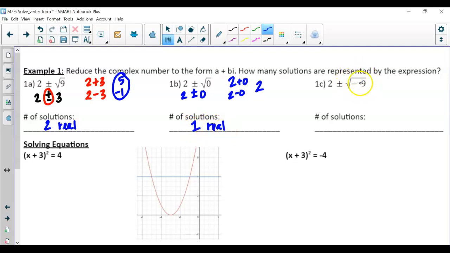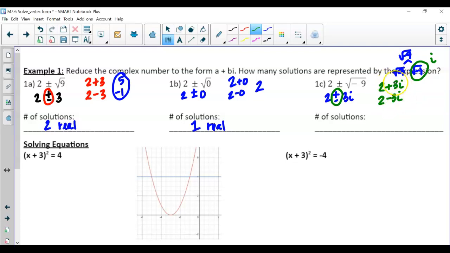So now here, the square root of negative 9. Well, this is 2 plus or minus 3i now, right? Because this is the square root of negative 9, which is the square root of 9 times the square root of negative 1. And the square root of negative 1 is i. So square root of 9 is 3, so 3i. So this is, with the plus and minus, 2 plus 3i and 2 minus 3i.